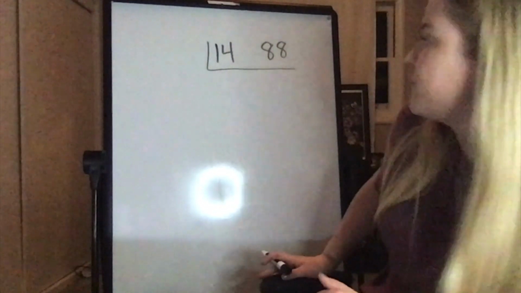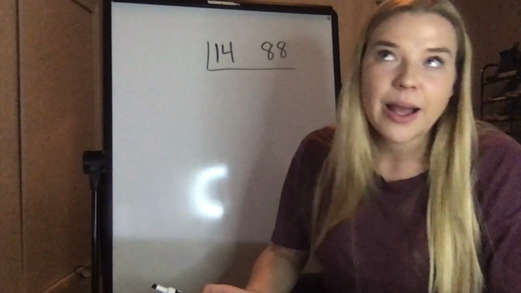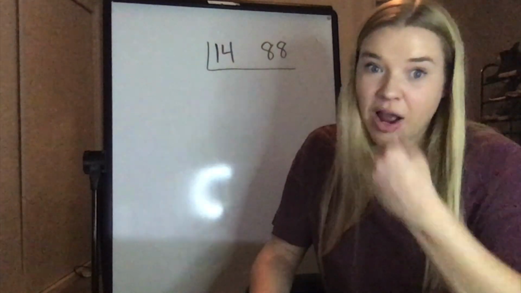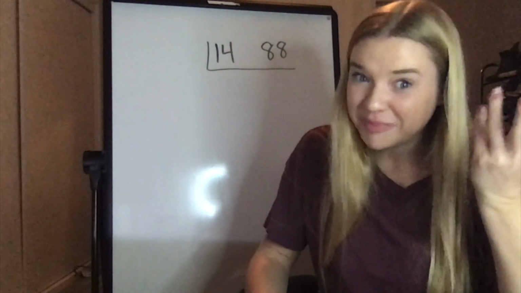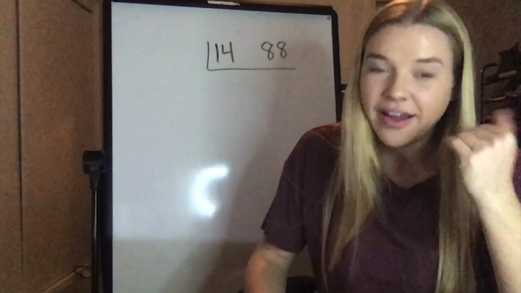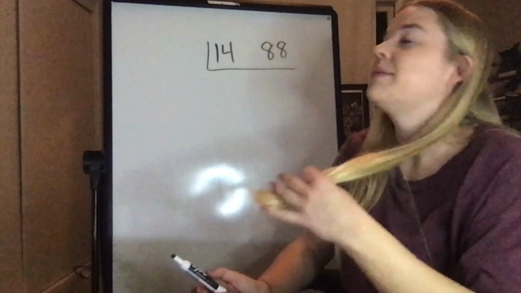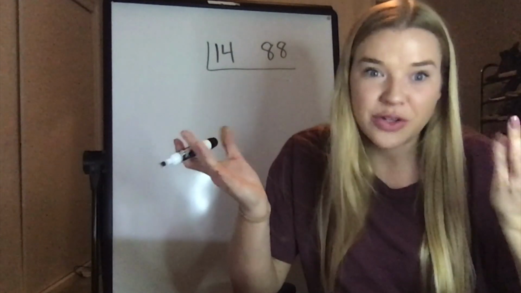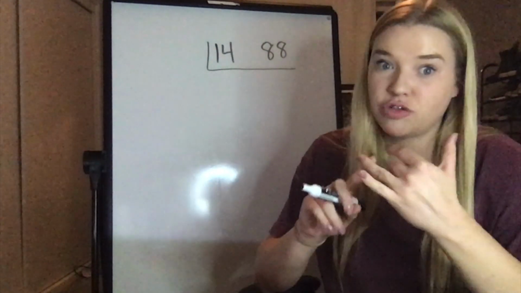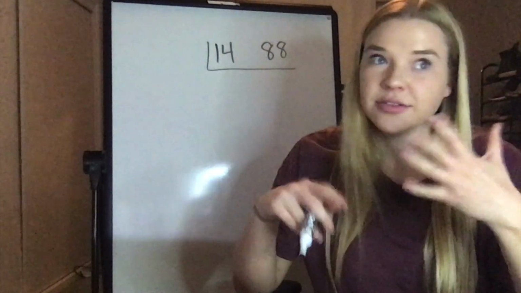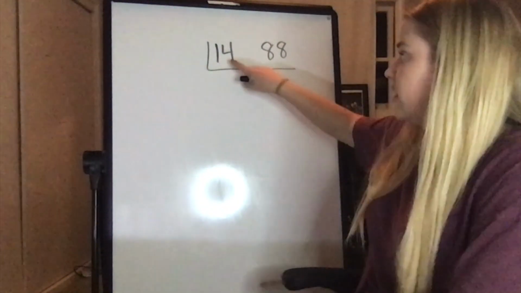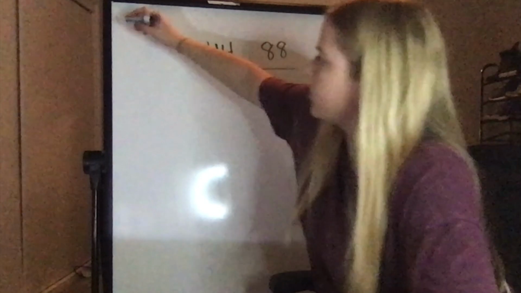Okay, so I'm going to look at 14 and 88, and I'm going to think about any number that can go into both numbers. Okay, so how I would start this, you guys know by now. 1, duh. 2, okay. And remember, any number that's an even number, 2 can go in it. So that means any number that ends with 0, 2, 4, 6, 8 is an even number, which means it's divisible by 2.